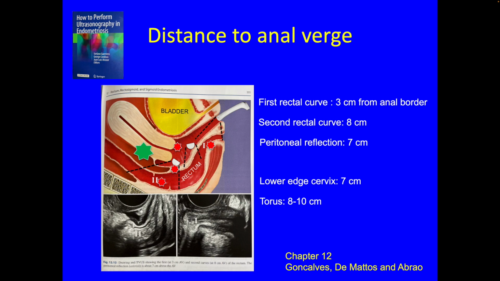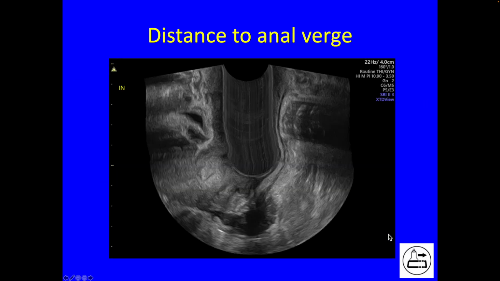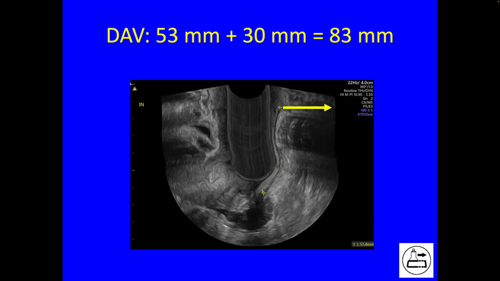The problem with working out where your bowel nodule is in relationship to these other landmarks is that they are variable. If you have an obliterated pouch of Douglas, you can't use these quite often. So what I tend to do is I say, is it above the level of the torus or is it below the level of the torus? And then try to estimate the distance to the anal verge in a different way. And this is how I've been doing it.